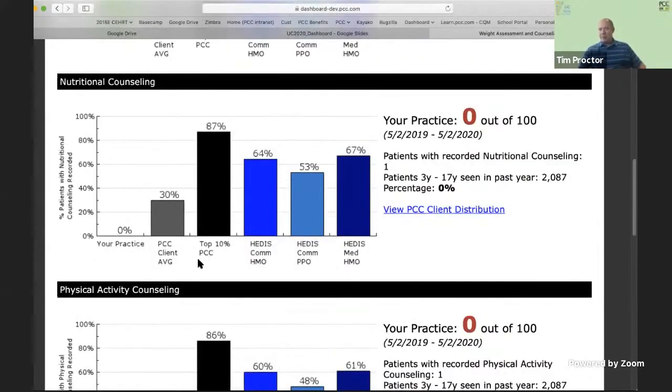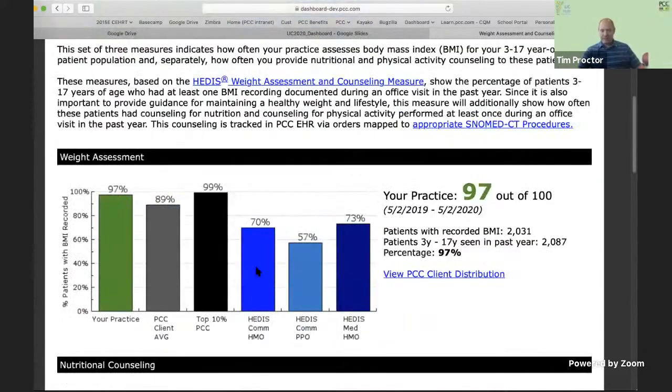In PCC, in order to track this, you have to be triggering a certain SNOMED code during these visits. If you're reporting a 0% for this, as this demo practice is seeing, it just means that, and you know that you're doing counseling for nutrition and exercise, that just means that you're not configured properly to track this counseling order. And you'd want to get in touch with your CA, client advocate, about that to get that set up. So if you're seeing a 0% for that, that's why.